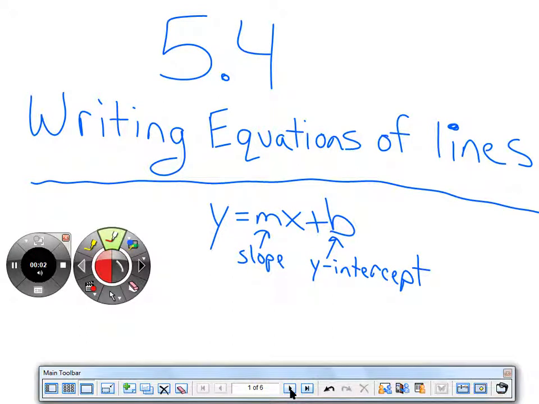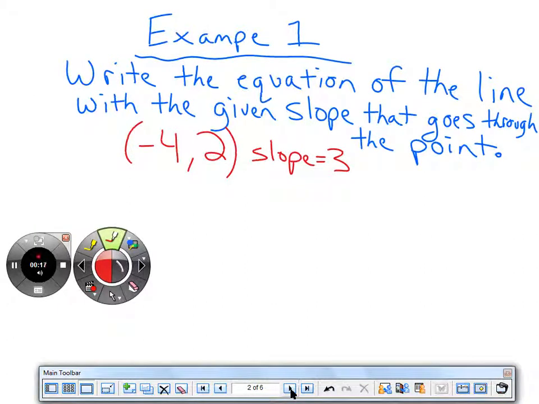Okay, I'm going to show you how to write equations of lines. This is section 5.4, and we're going to write equations of lines in slope-intercept form, of course, and we're going to do two different types of problems. The first type of problem is when you're given a point and a slope.